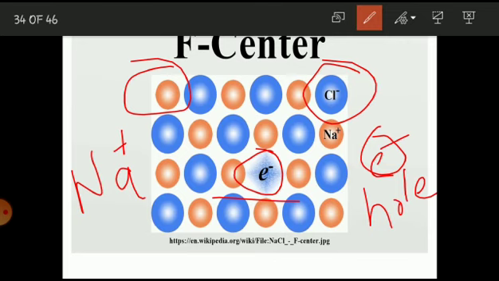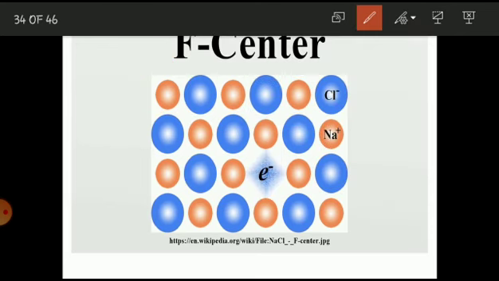Why are we placing the unpaired electron in an anionic vacancy? The reason is that crystals are neutral in state. When the anion is missing from the crystal structure, the neutrality gets disturbed. So in order to maintain that neutrality, we place the unpaired electron into that anionic vacancy. This is also called a Farben center.